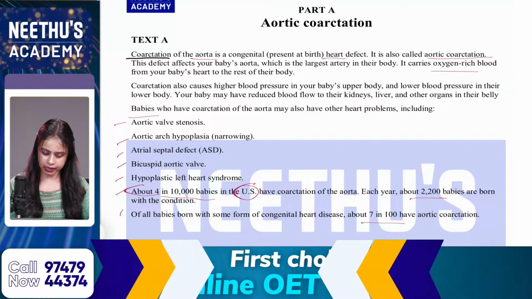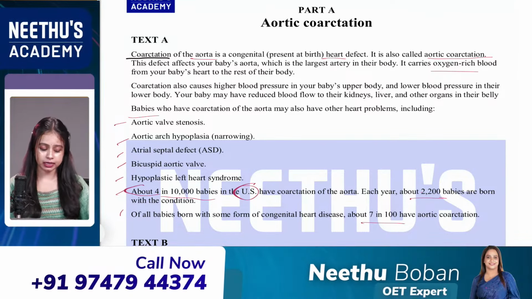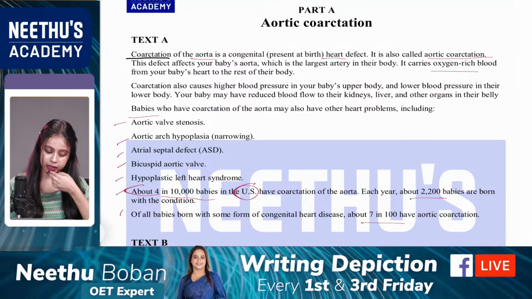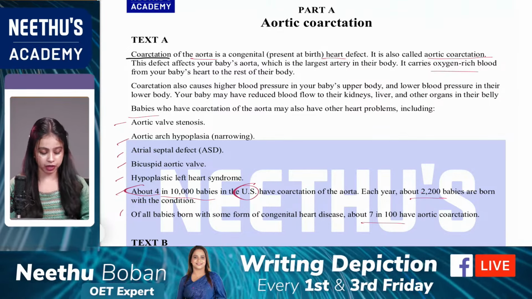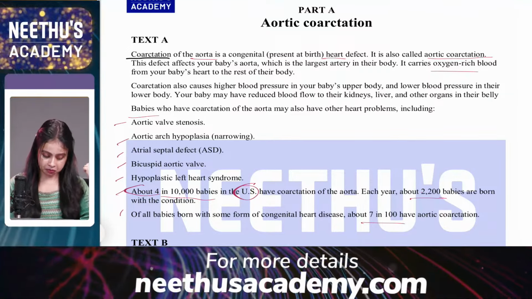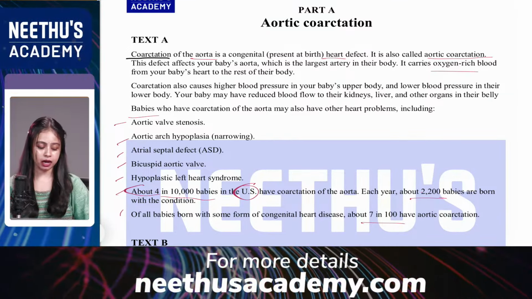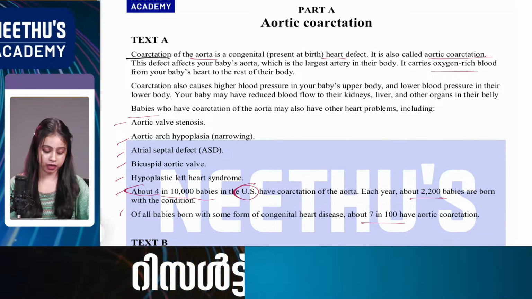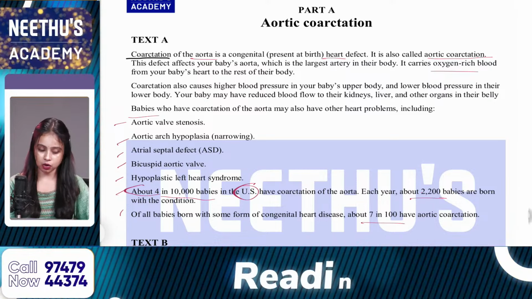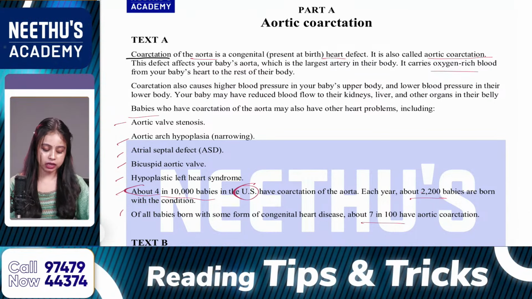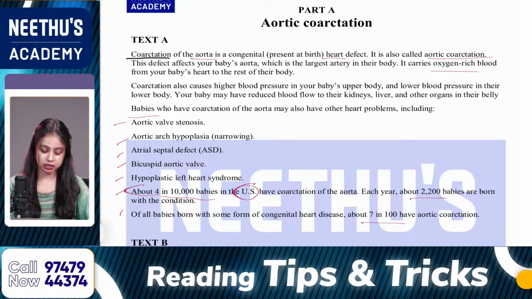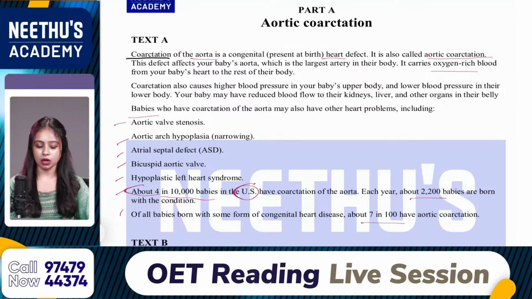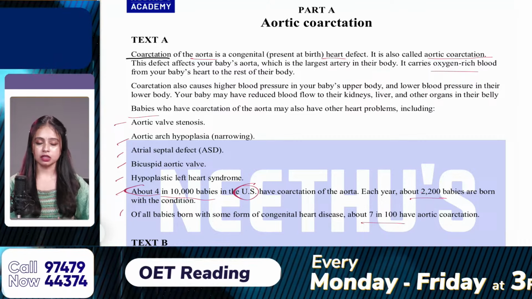So what about you guys? Okay, a lot of answers. Reshma: aortic coarctation, kidney, liver, baby's heart problem, all the numbers, very good. Aorta. Prajisha: congenital heart disease, oxygen-rich blood, high BP, low BP, very good. Kidneys, liver and other organs, yes. Kavita: aortic coarctation, congenital heart defect, largest artery, oxygen-rich blood. Excellent. Those are your keywords from the first text.